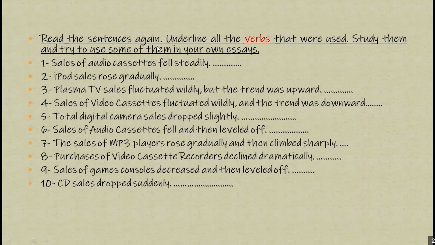In this exercise, what you need to do is to read the sentences again, but this time all you have to do is to underline all the verbs. That's it, just underline the verbs. Verbs like fell, for example, that's a verb. Underline all the other verbs that were used here. I'll give you some time to think.